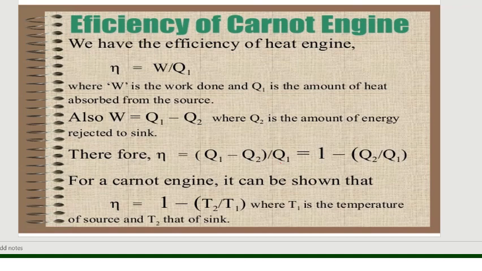This is one way of finding the efficiency of a heat engine, and in another way we can also find the expression for the Carnot engine by using the expression for work done in an isothermal process and the expression for work done in an adiabatic process. Using those expressions, we can arrive at the expression 1 minus T2 by T1. So this completes the concept of the Carnot engine, and in the next class we are going to continue with a new chapter.